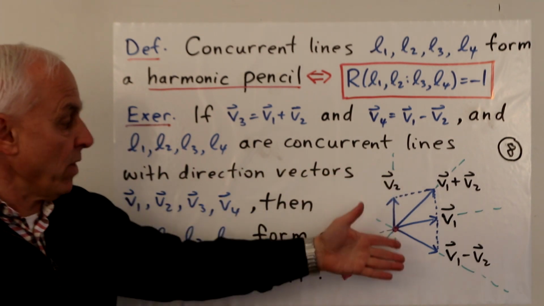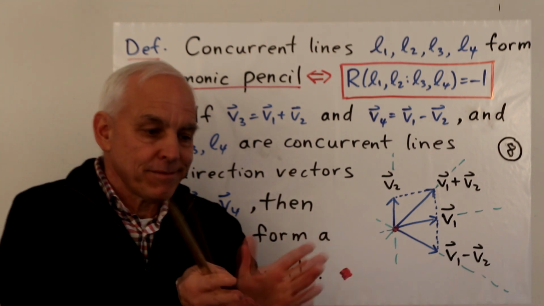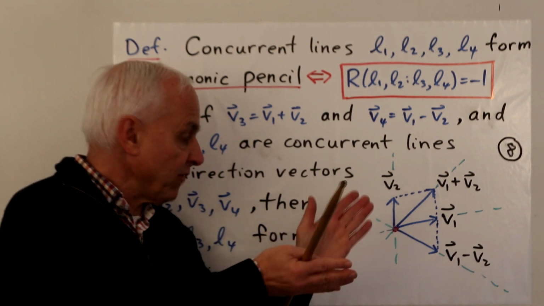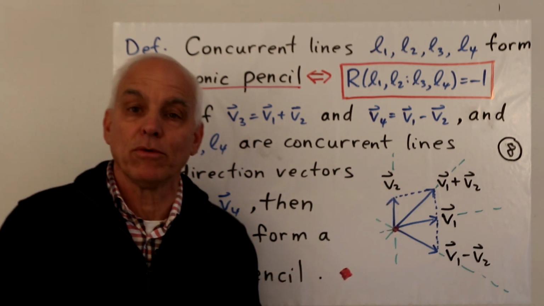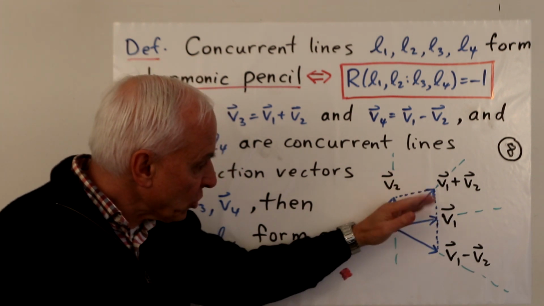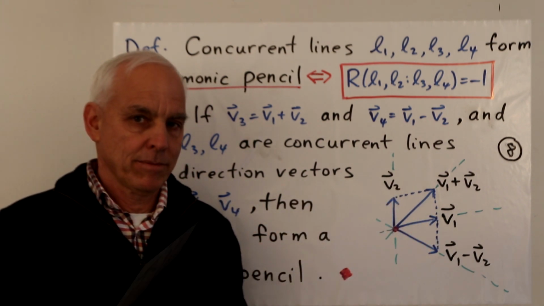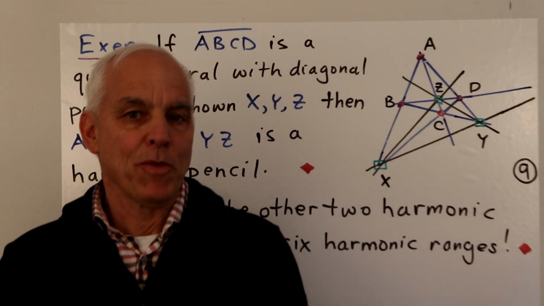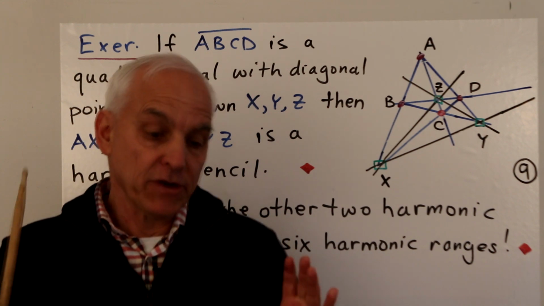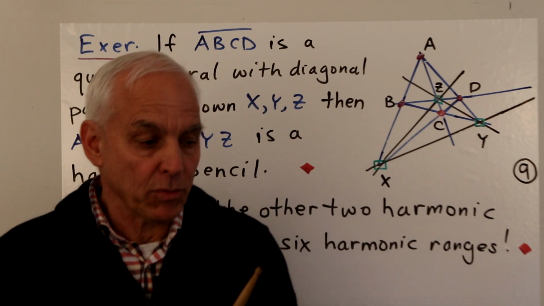So that's a very nice way of quickly being able to show harmonic pencils. You just take two vectors v1 and v2 and then you form the sum and the difference, and there you go. The sum divides this internally in the same way that the difference divides them externally. But there's an even more important example of a place where you get harmonic ranges and harmonic pencils that connects directly with our quadrilaterals and the basic thrust of what we're talking about here.